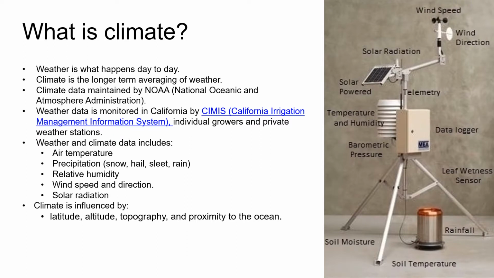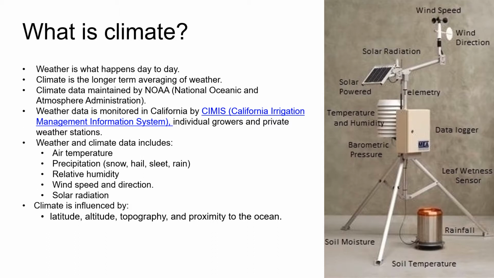Let's start by differentiating between weather and climate. Similar data is collected for weather and climate, but weather is what happens on a day-to-day basis, whereas climate is the longer-term averaging of weather data. Nationally, weather and climate data are collected and maintained by NOAA, the National Oceanic and Atmospheric Administration.